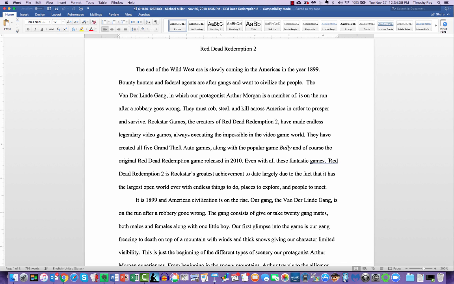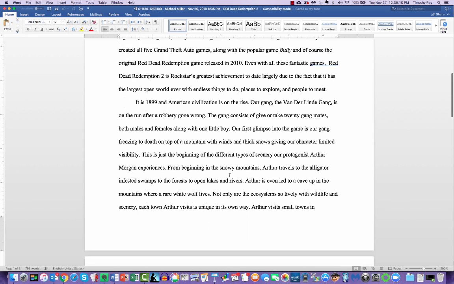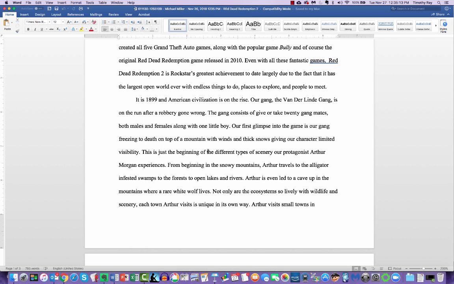So in terms of a thesis statement, we have Red Dead Redemption 2 is Rockstar's greatest achievement to date, largely due to the fact that it has the largest open world ever, so that seems to be an indication of a criterion, with endless things to do, places to explore, and people to meet. So we kind of have what's called a tricolon here with three things: endless things to do, places to explore, people to meet. And so we need to explore that in the body of the essay. So again, we also need to compartmentalize the summary to about a paragraph.